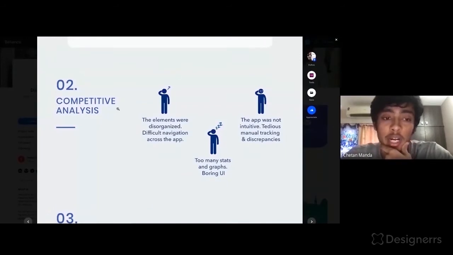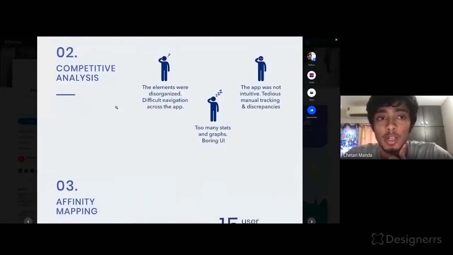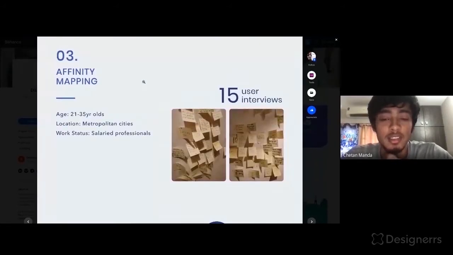It would be a good idea to mention who you looked at when you did the competitive analysis, but they have not done that. It would have been a good add-on. But they mentioned what problems exist with the current application: too many stats, not intuitive, disorganized, and so on. If you do this step, make sure you mention who you looked at and what the pros and cons were of that particular application. Affinity mapping. This is a design process. You can read about it later.